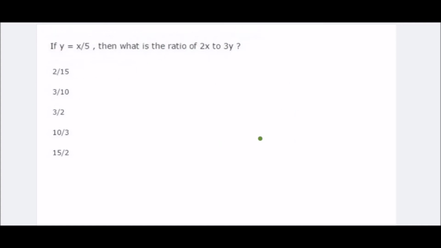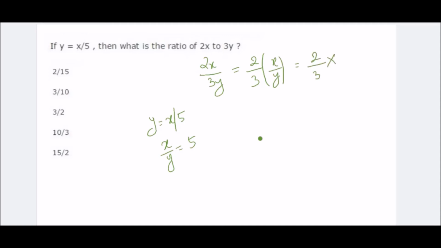Our next question is: if y is equal to x by 5, then what is the ratio of 2x to 3y? We have to find out 2x by 3y, and given is y is equal to x by 5. So x by y is equal to 5. So from here we can make it 2 by 3 bracket x by y. Then this will become 2 by 3 into 5. That will become 10 by 3. So the answer will be the fourth option, 10 by 3.